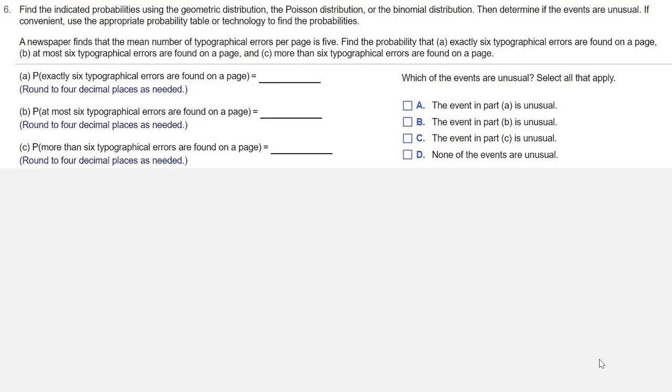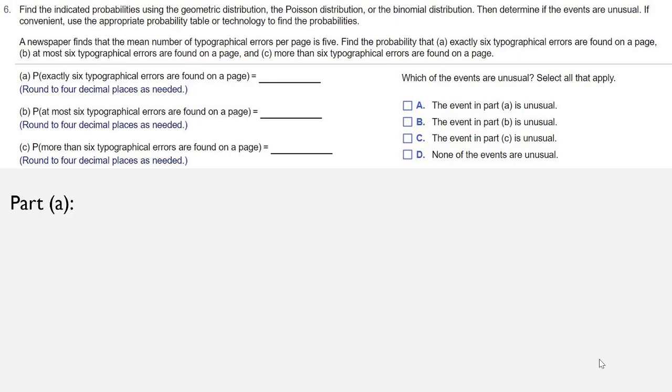A newspaper finds that the mean number of typographical errors per page is 5. Find the probability that A, exactly 6 typographical errors are found on a page, B, at most 6 typographical errors are found on a page, and C, more than 6 typographical errors are found on a page.